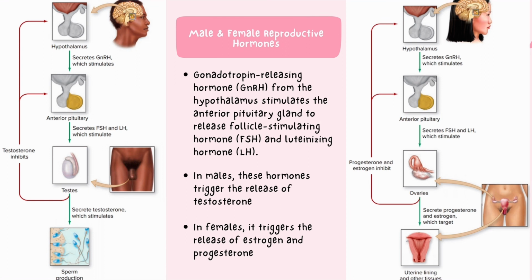FSH and LH support gametogenesis, or the production of sperm and eggs, in part by stimulating sex hormone production by the gonads. The gonads produce and secrete 3 major types of steroid sex hormones. The first are the androgens, principally testosterone, then the estrogens, principally estradiol, and progesterone.